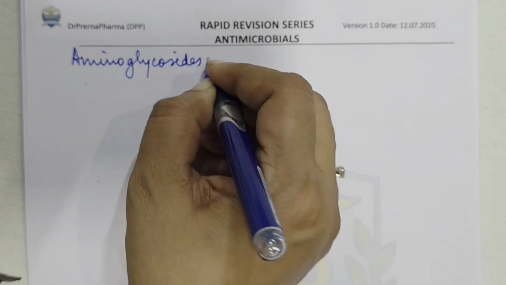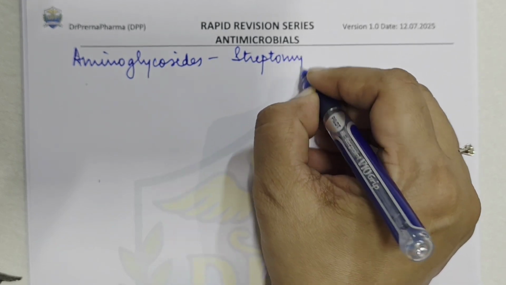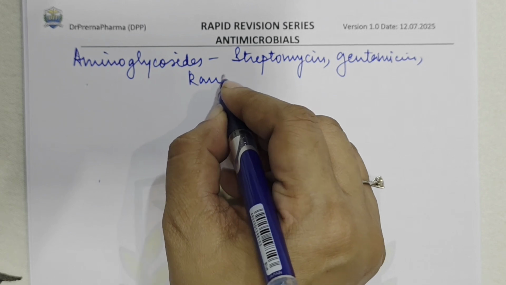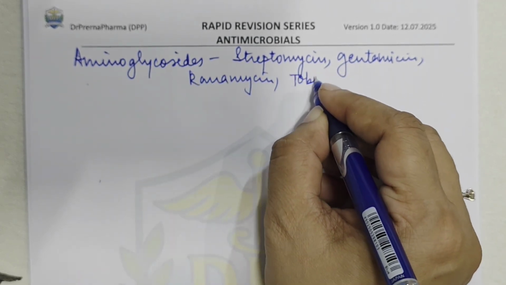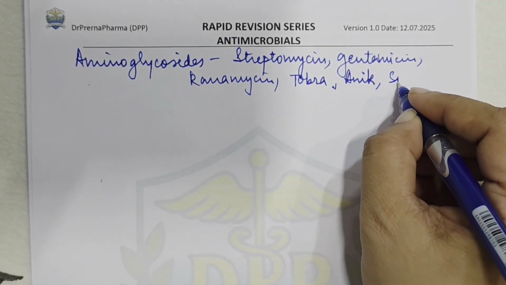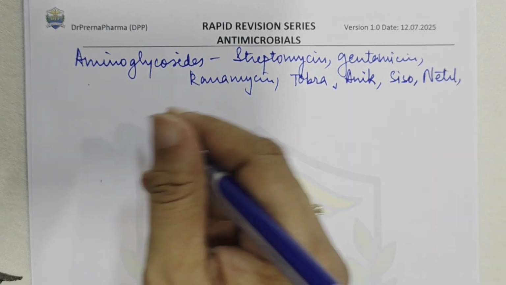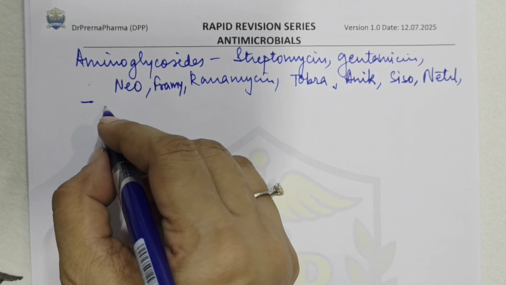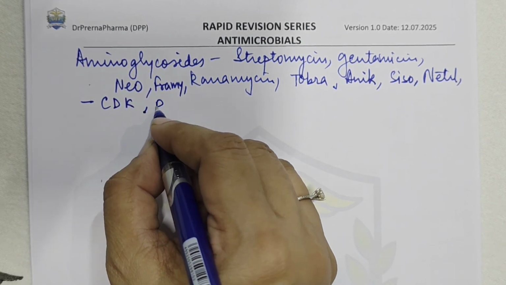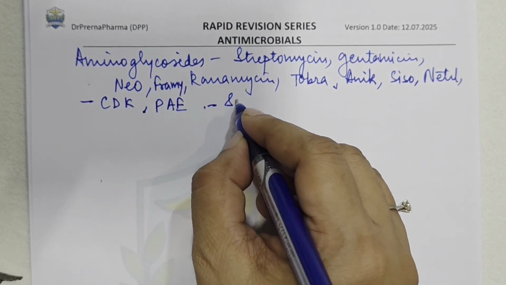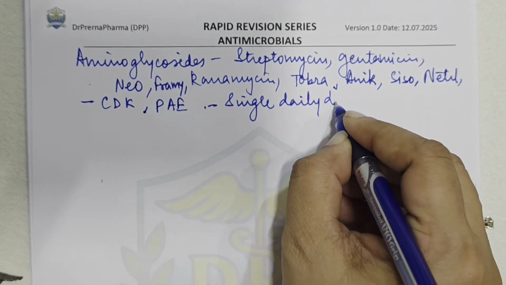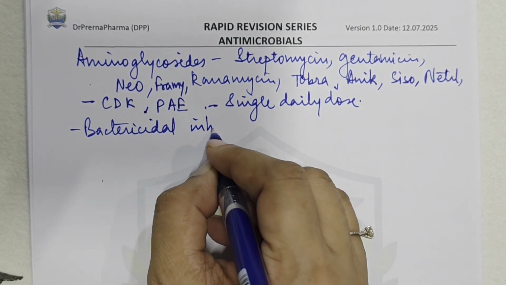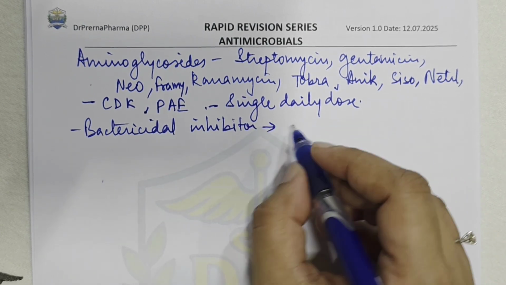Okay. Next, the category of drugs that we have under protein synthesis inhibitors is aminoglycosides, which is a very big group of drugs, and these drugs include streptomycin, gentamicin, then kanamycin, tobramycin, amikacin, sisomicin, netilmicin, neomycin, and framycetin. They exhibit concentration dependent killing and also have a post antibiotic effect. Okay? So they are used as a single daily dose also. Now these drugs are bactericidal.